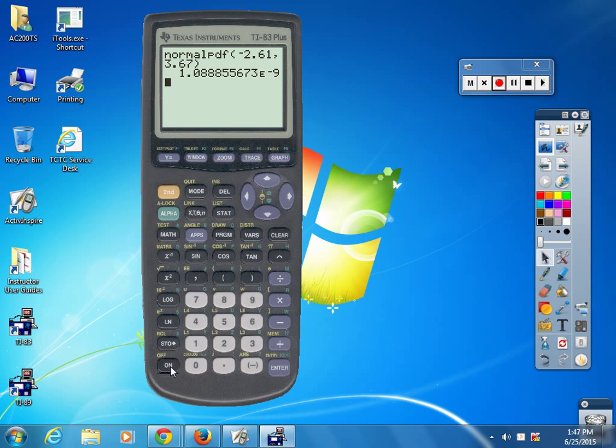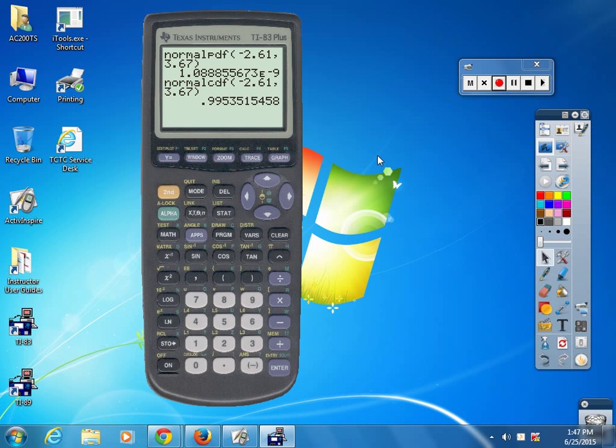Okay, I think I did something wrong. I think it's CDF. I thought I hit CD. I'm sorry. Math, or second function, bars. Let's try that one. Negative 2.61, comma, 3.67, close parentheses. There it is, 0.9954.